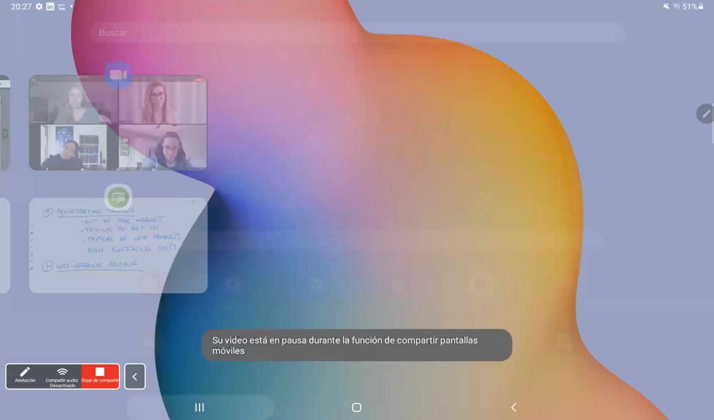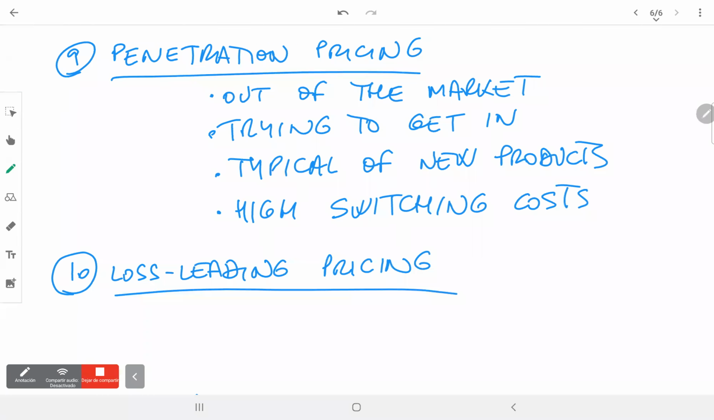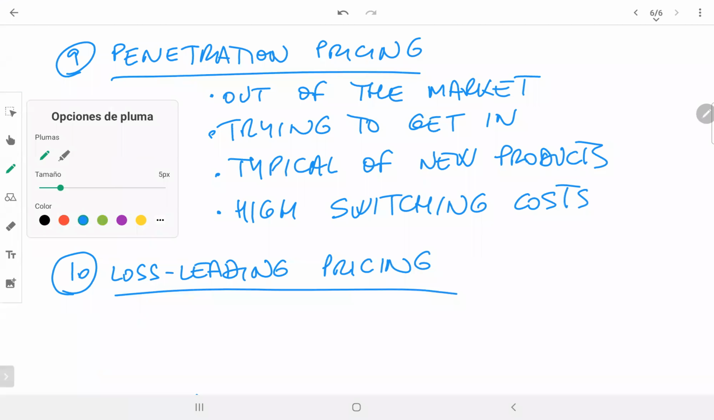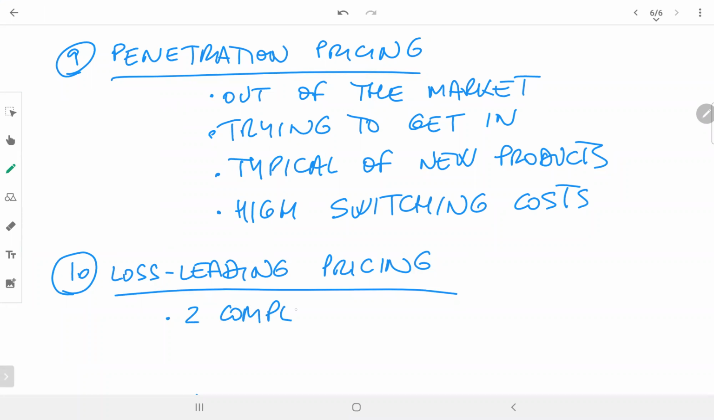Let's go now with loss leading pricing. So loss leading pricing, you know this, for example, the Kindle that we talked about. For this, you need 2 complement products.